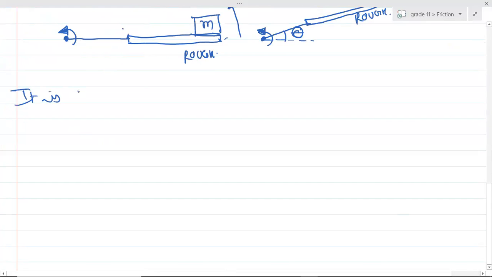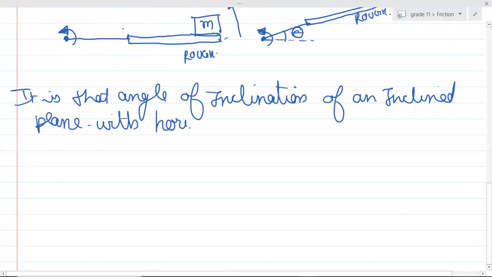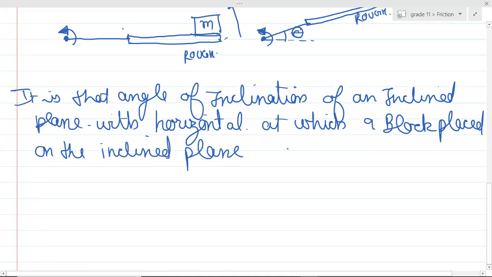So it is that angle of inclination of an inclined plane with the horizontal at which a block placed on its surface just starts sliding.